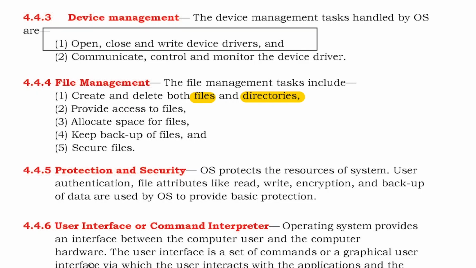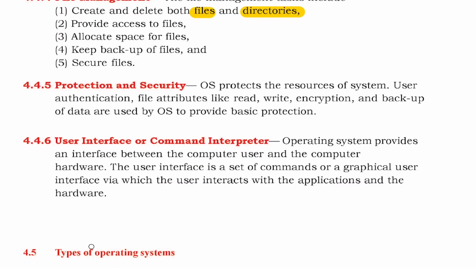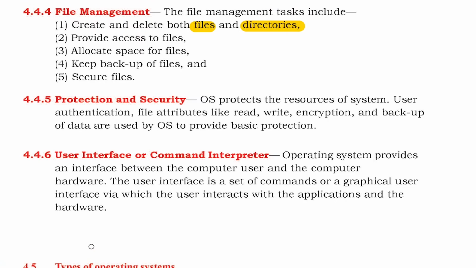So next is user interface and command interpreter. What does user interface or command interpreter mean? The operating system provides an interface between the computer user and the computer hardware. The user interface is a set of commands or a graphical user interface via which the user interacts with the applications and the hardware. Normally we have two methods: GUI, the graphical user interface, and the command line interpreter.